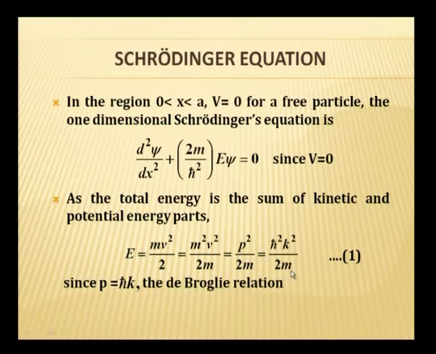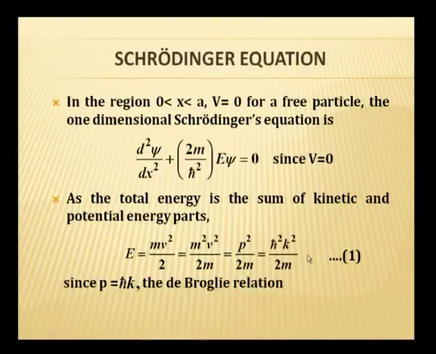This is the well-known Sommerfeld's free electron parabola. If you look at the right hand side of equation 1, h bar is a constant, Planck's constant divided by 2 pi, and m is the mass of the particle. If it is an electron, you have to put the mass of the electron, which is a constant again.